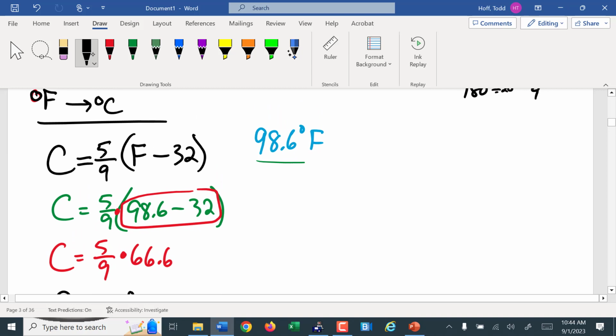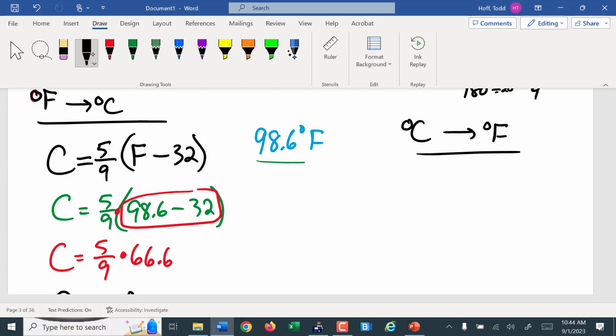Going the other direction from degrees Celsius into degrees Fahrenheit. We reverse the process. We start with the Celsius temperature, and to account for the difference in the size of a degree, we multiply by 9/5. Instead of 5/9, we're going the other way. We multiply by 9/5. And then after we've multiplied, we add on the 32-degree difference.